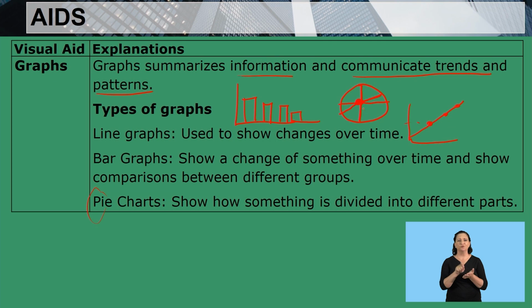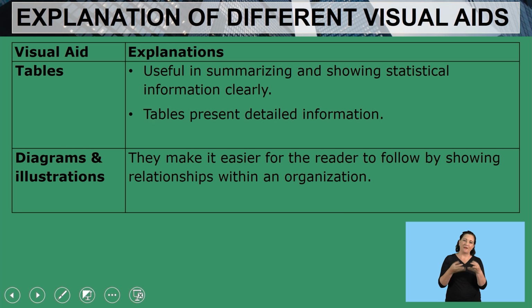Maybe you can write here, it's 45% of whatever you are communicating. It's 20% here, just like that. So that is your pie chart, which shows how something is divided into different parts. This will be dependent on what you are discussing or explaining to the audience. Then you've got tables.